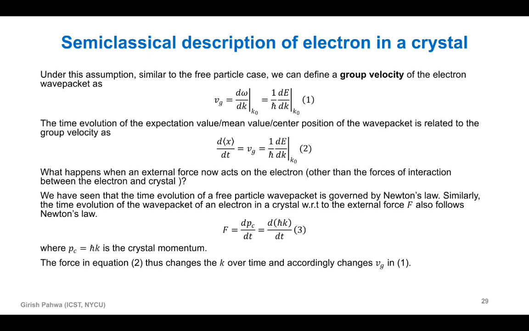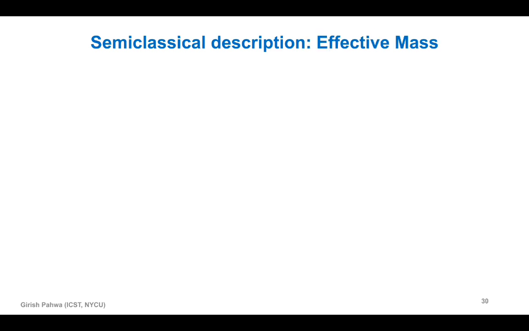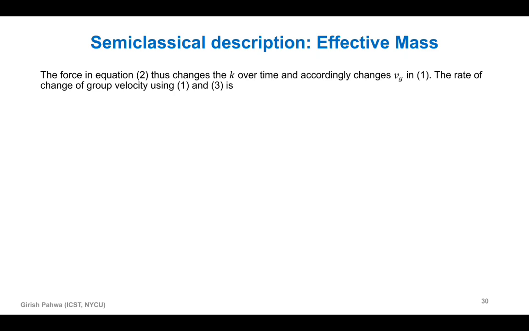Can we do that? So you have all of these equations. Can you try to establish a relationship like this? What should we do? I have force that changes the k, and Vg is related to k through this. Let's see what is the rate of change of group velocity. What is dVg by dt? I can write it as dVg by dk into dk by dt.